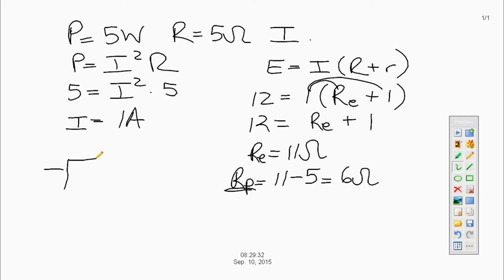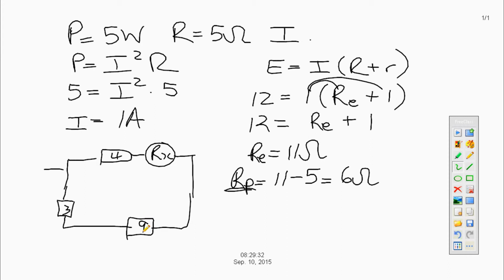parallel combination. We have the 4 and the Rx in there. So I need to add them together to get the total resistance in that leg. And then I've got the 3 and the 9 in one other leg. So it actually means that I have a leg with 4 plus Rx there and a 12 here. Okay, so if we now look at our formula for parallel, we will have 1 over Rp.